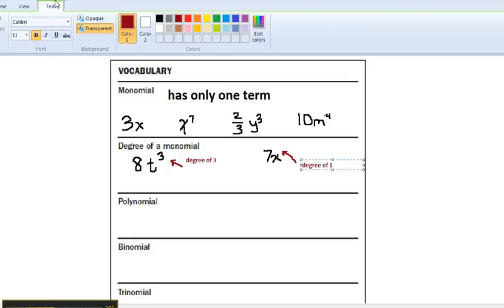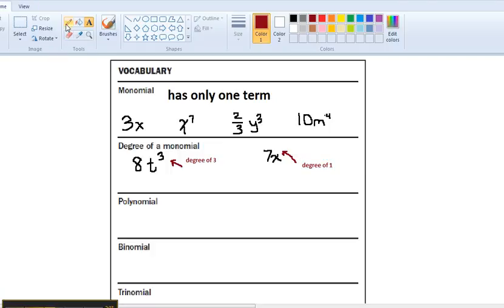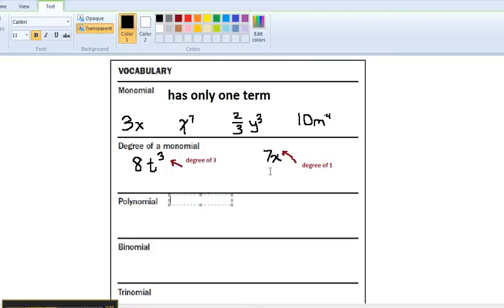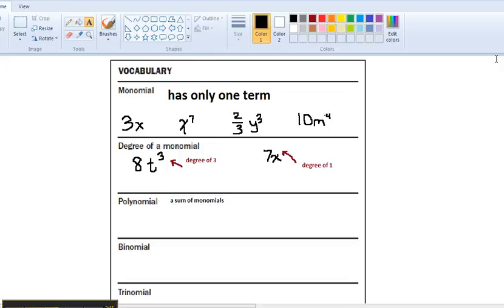And next we have a polynomial. So here's how we'll define this one. We'll call it a, let's say it's a sum of monomials. In other words, just some monomials put together. Well, here might be an example for this one. How about 3x squared plus x? So that's got two different monomials put together.